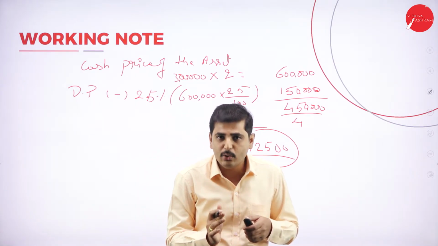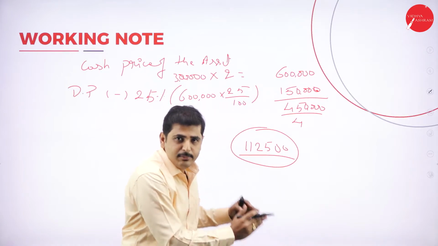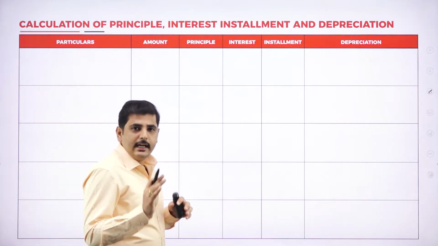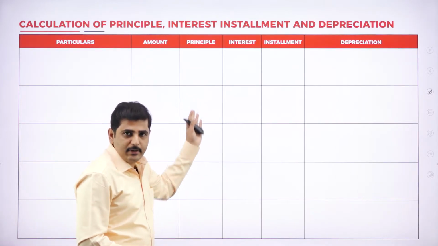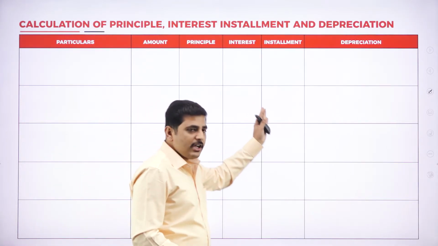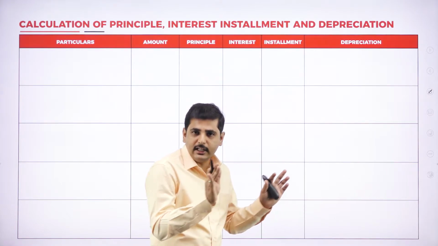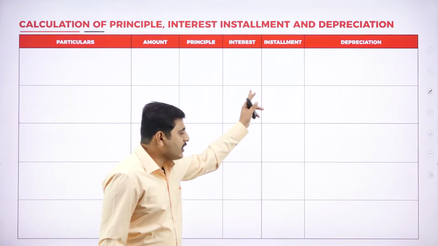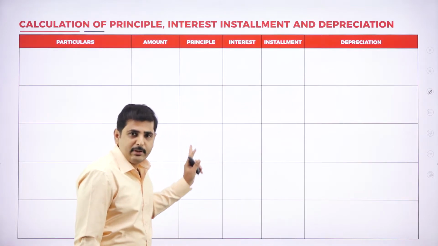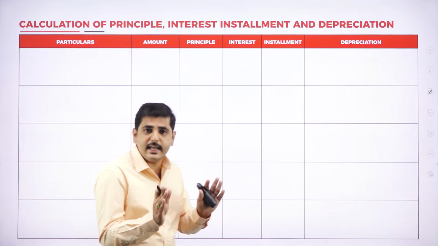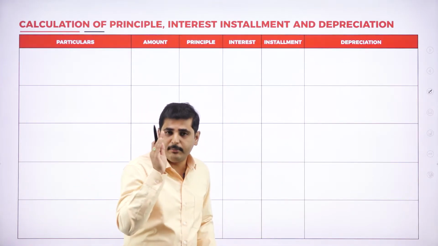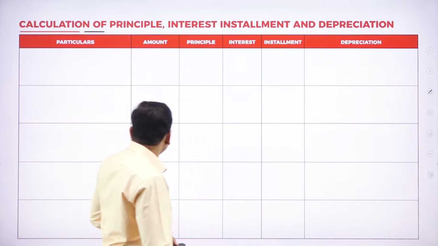So in interest inclusive, the installment will be the same, and the principal will be changing while calculating the installment. In the interest exclusive method, the principal will be the same and the installment will be changing. In the interest inclusive method, the installment will be the same and the principal will be changing. In the interest exclusive method, the principal will be the same and the interest will be changing. Please bear this in mind.